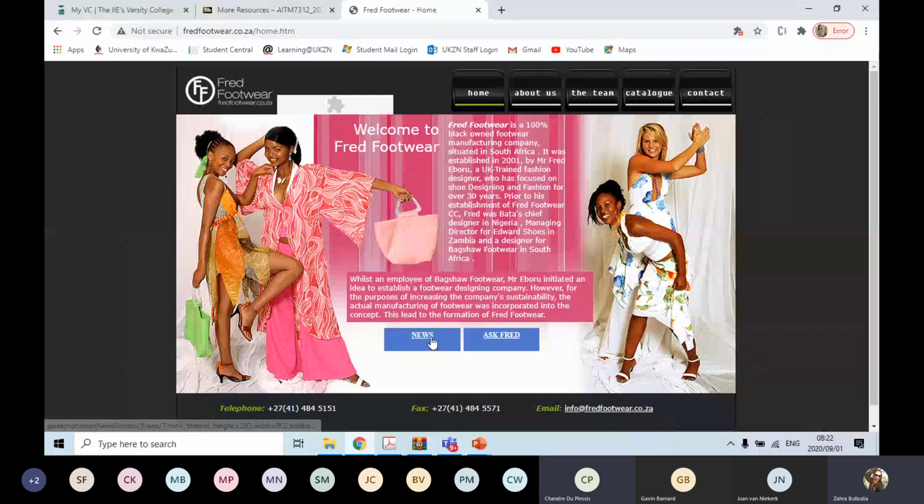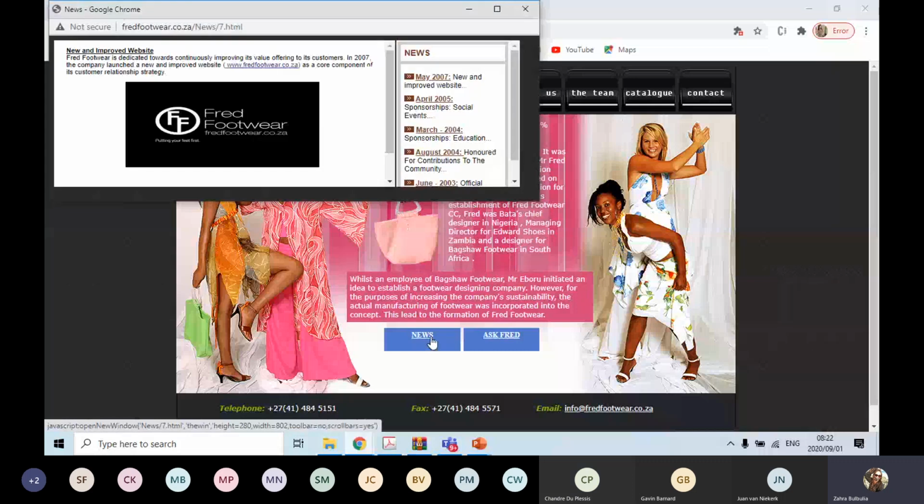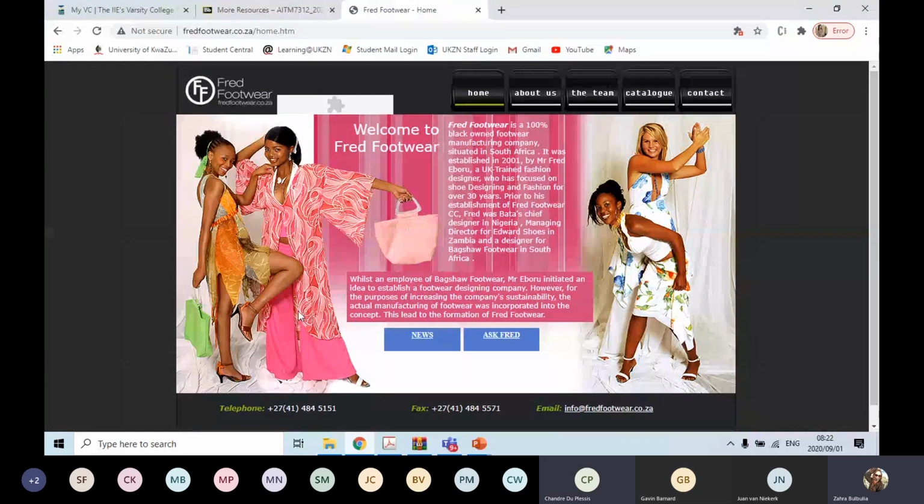I like this part over here. They have news. But then I don't like the fact that it's like May 2007. That's not good. Outdated as well. I think the site's more an info site. It's not really an interactive one, but I still think they could have done a little bit better with it.